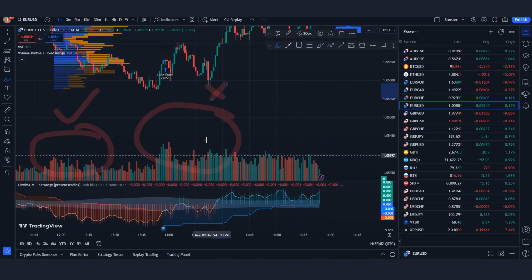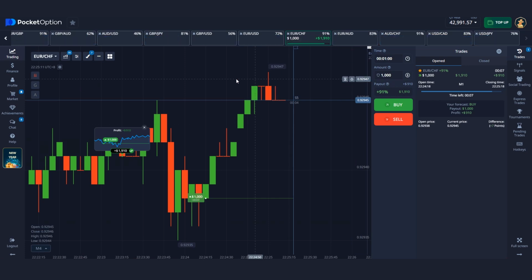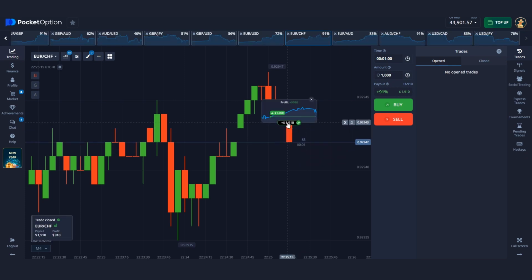To add this indicator, you need to visit TradingView and click on the Indicators tab, and then type in volumes. You'll add the volume indicator to your chart and understand when there are large or small volumes. This will help you earn more with BoosterBot.